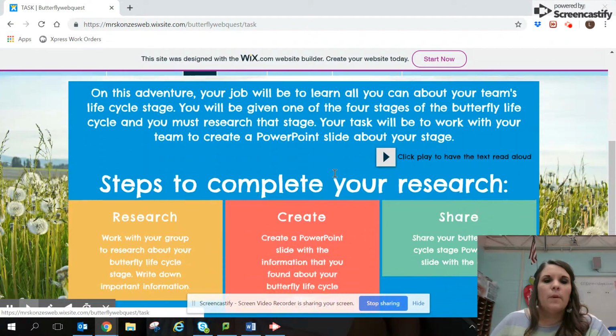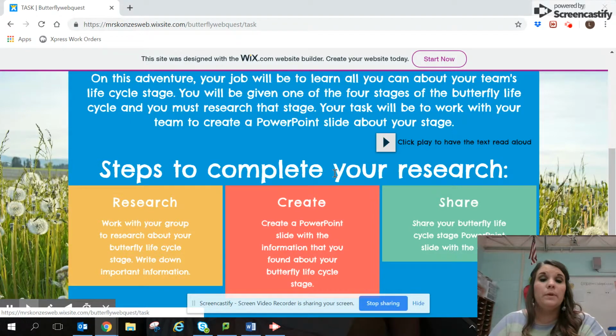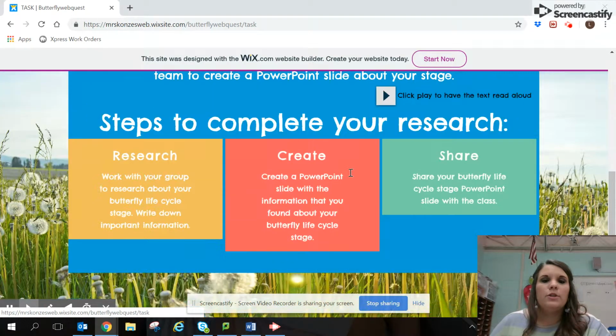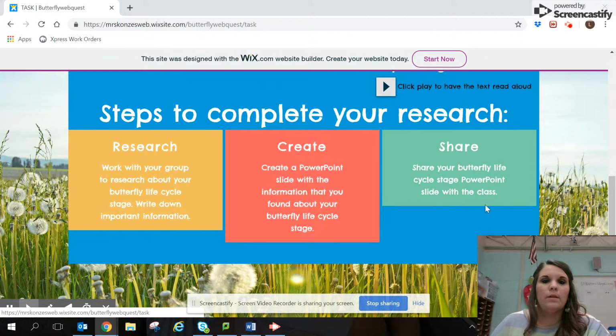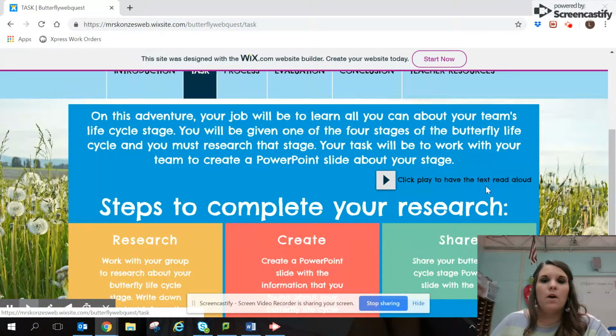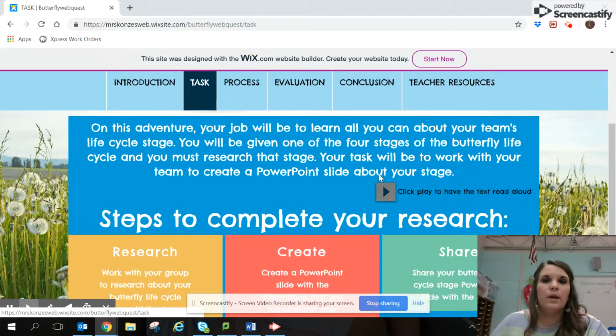They were split into 4 groups, and this just gives a little information about what they're going to be doing. They're going to research and work with their group. They're going to create a PowerPoint slide, and then they're going to share it with the class. And again, I have linked the audio so that they can hear the directions.